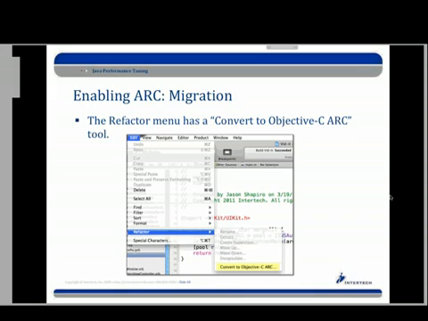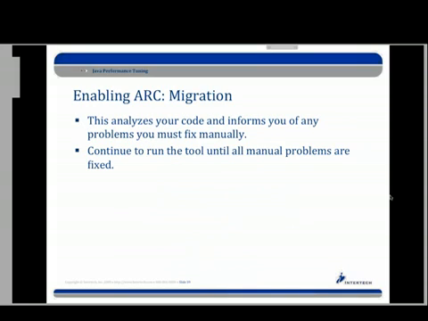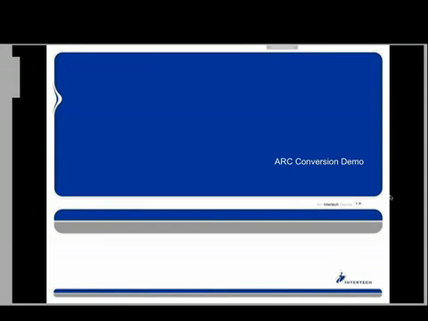You can fix anything, but you'll have to go into the code and try to figure out where all the problems are. The migration tool will analyze your code and inform you of problems that you have to fix manually. You'll get instructions on where the problems are, and you just follow the rules that I mentioned. Once you've done that, you can run the tool again until all the manual problems are fixed.